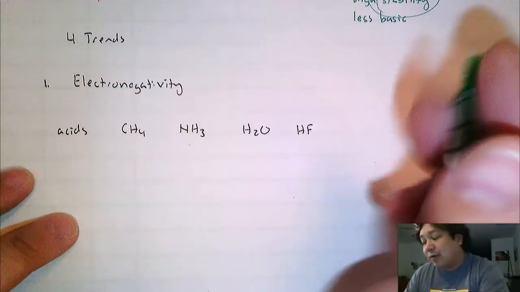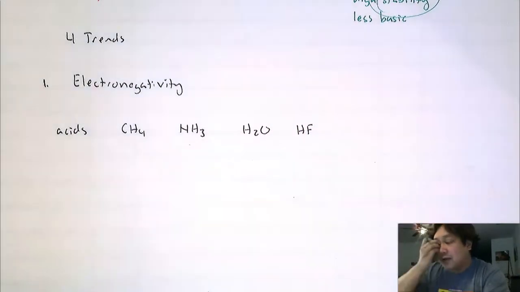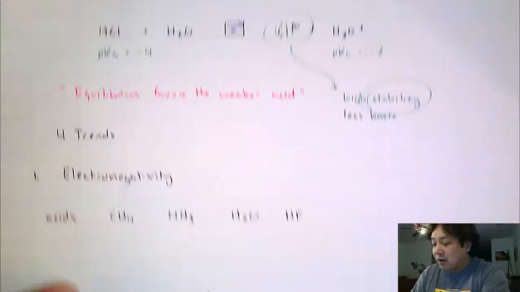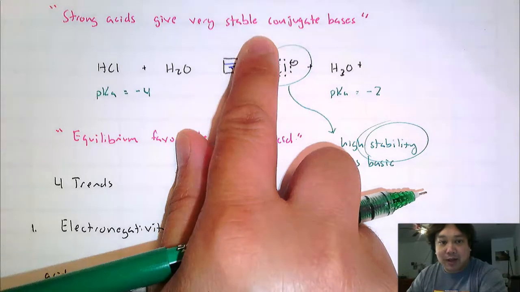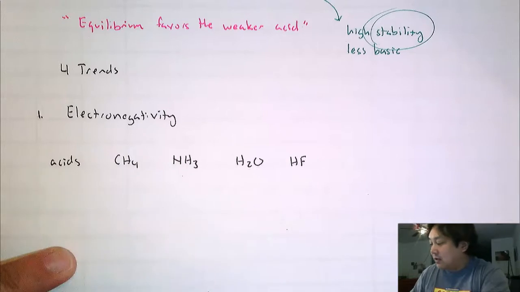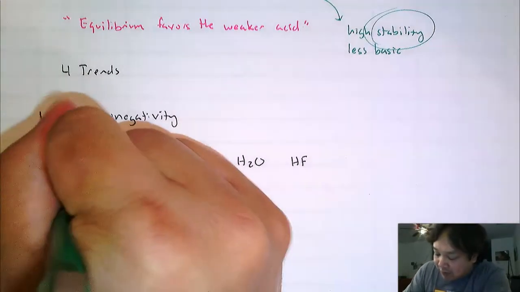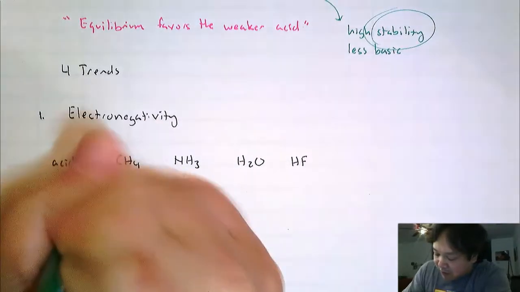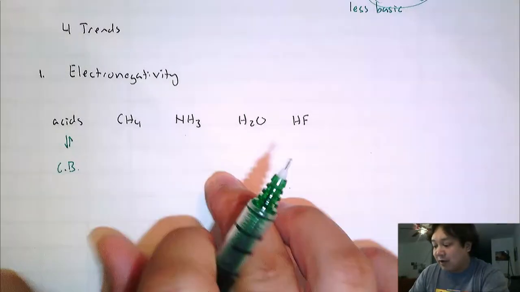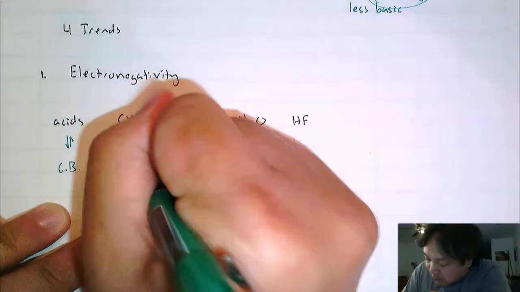Now, it would be great if you could memorize all the pKa values, but if you don't, and there's a lot of them, you've got to figure out what gives me the most stable conjugate base that came from the strongest acid. So it's a little bit of scratch work, but it's definitely well worth it. You really want to analyze the conjugate bases, not directly the acids. So you're going to remove a hydrogen from each one.